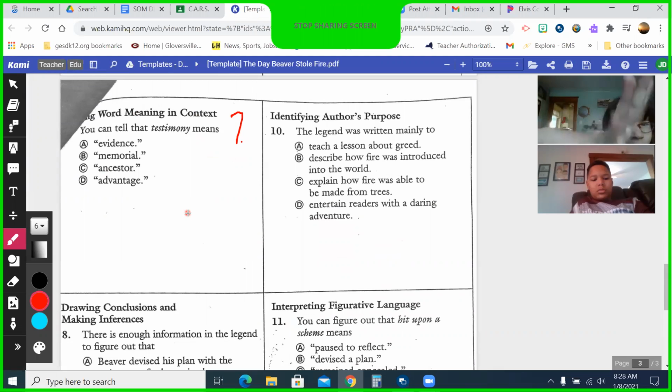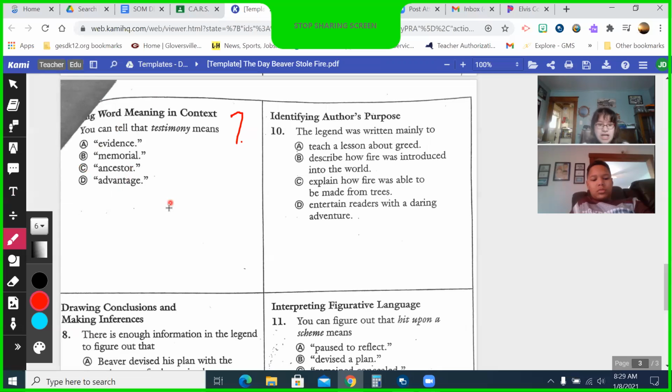All right, tell me something and be honest. Hold on, I didn't ask my question yet. My question is, does everybody know what the word evidence means? Or let me put it this way. Does anybody not know what the word evidence means? Okay, does everybody know what the word memorial means? Okay, does anybody not know what the word ancestor means? It's okay if you don't, I'm asking because that would make it harder. How about advantage?